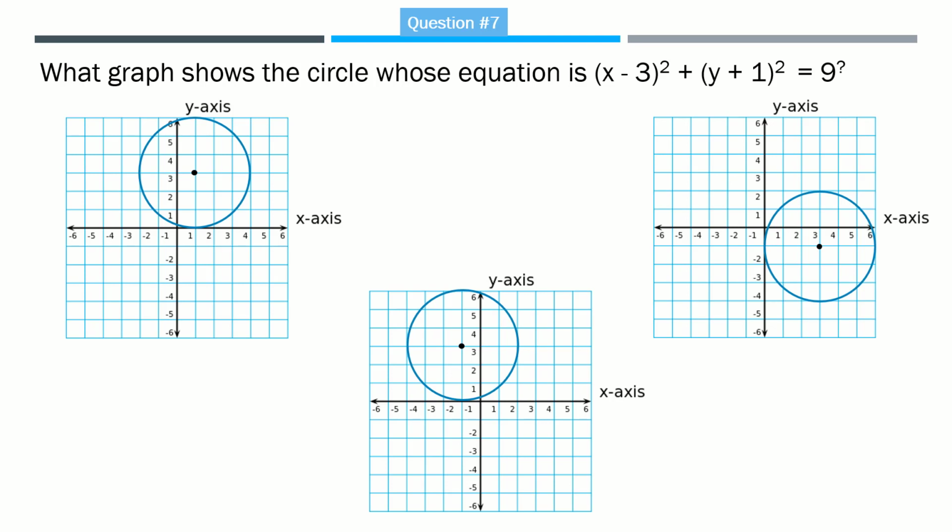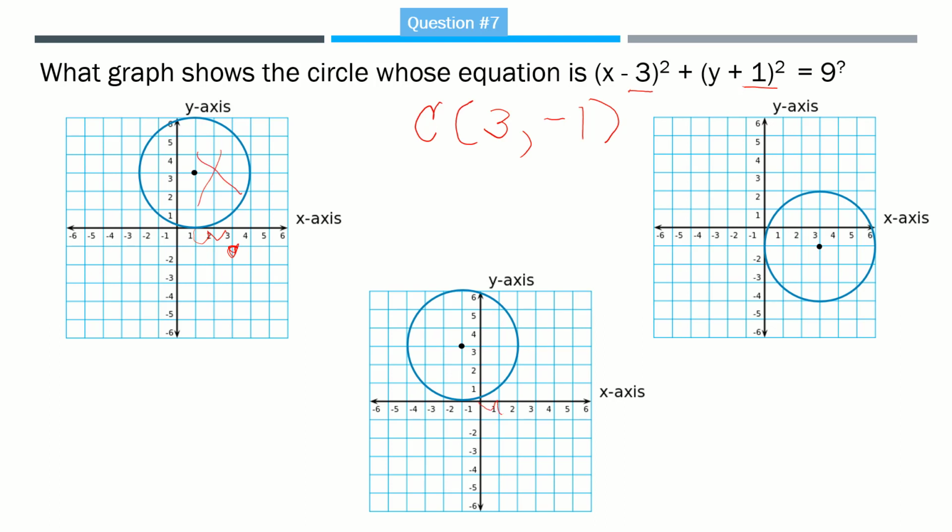All right, for question number 7, we want to know what graph shows the circle whose equation is x minus 3 squared plus y plus 1 squared equals 9. I'm going to start by pulling out the center. The center is going to be 3, -1. All right, so let's check these. Start at 0, 1, 2, 3, -1. The center is off, so that can't be the graph.